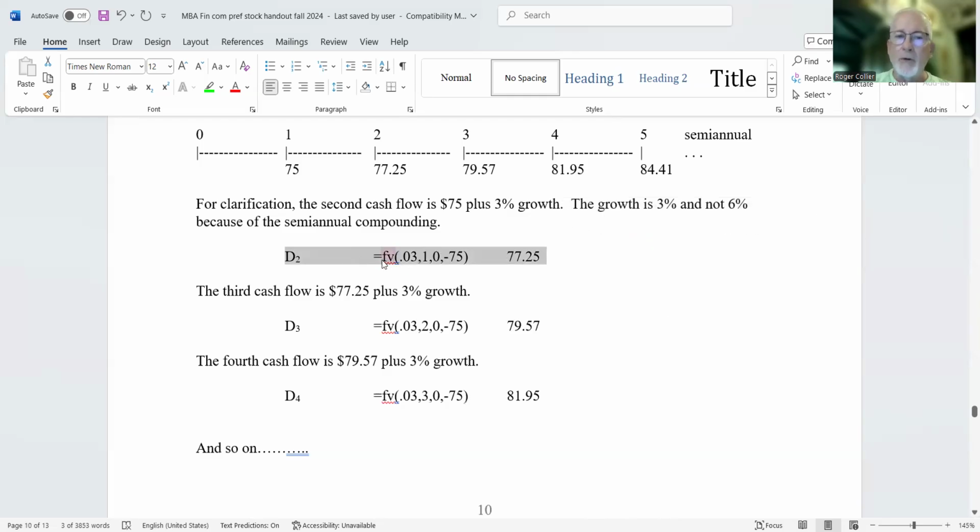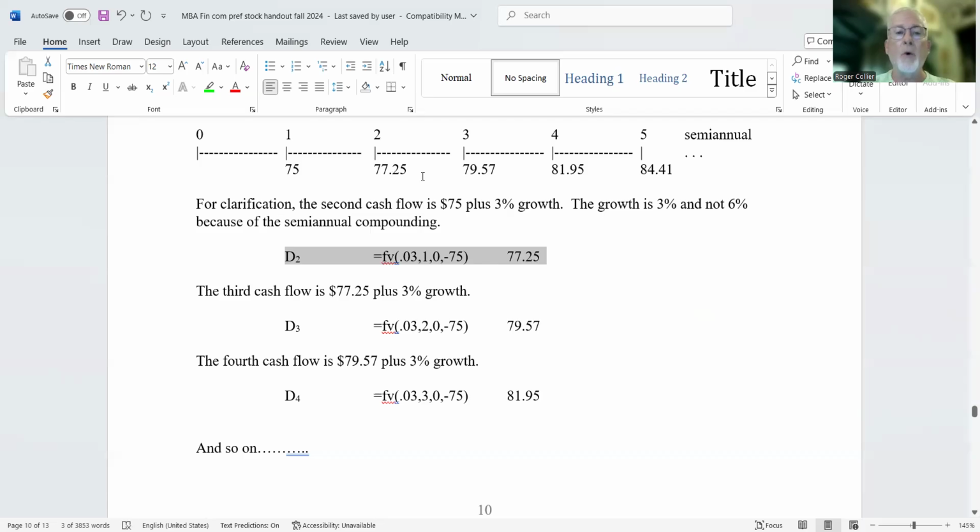Equals future value. The first item is the rate, and that's our growth rate, 3%. The number of periods, well, that's 1 to 2, 1 period. It's not an annuity, so we don't use that payment. Just put a 0 there for a placeholder. And the present value is 75. Close it, hit enter, and you get 77.25, and that's the 75 plus 3% growth. It's a simple future value calculation.